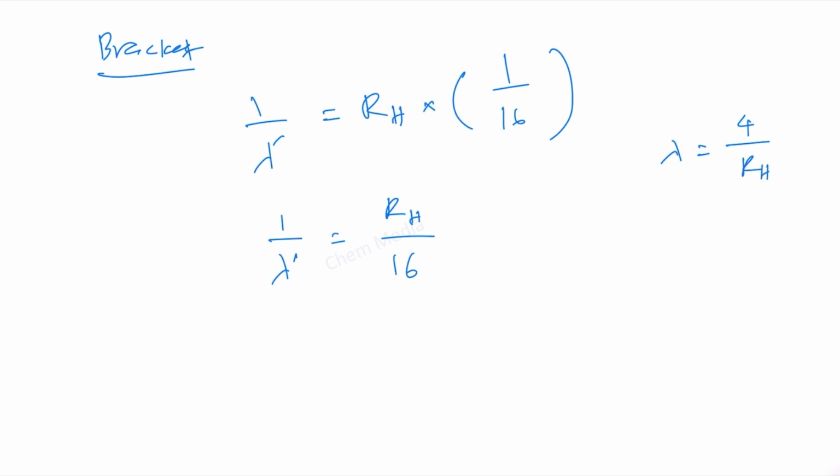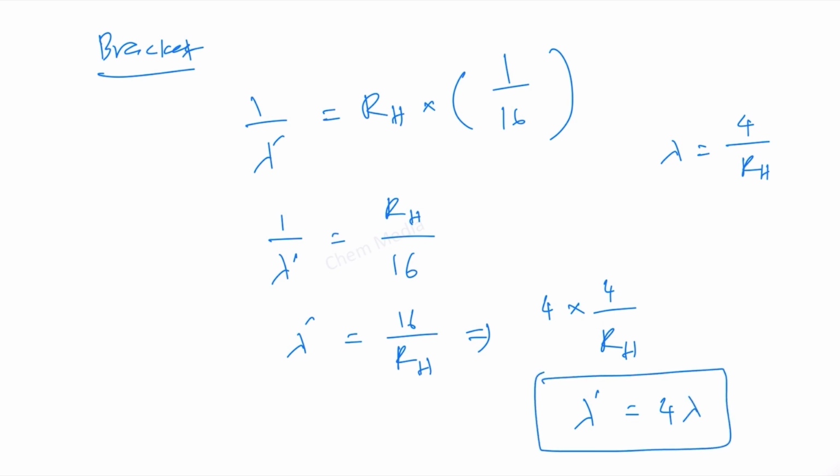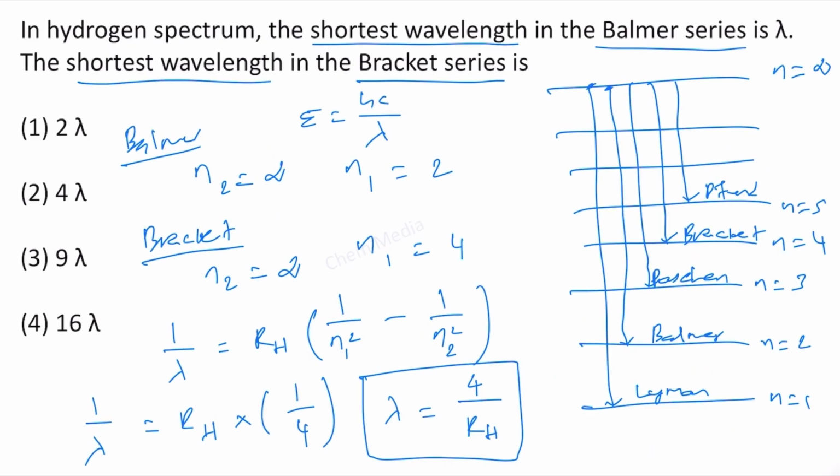So, therefore, we can write lambda prime equal to 16 by RH. That means we can write this as 4 times 4 by RH. So, that means lambda prime here will be equal to 4 lambda, isn't it? If we substitute that, therefore, option 2 is correct.